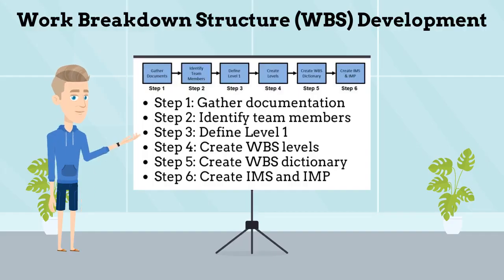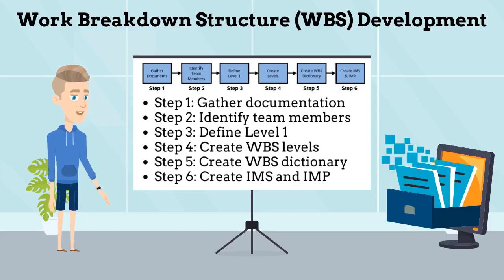The process of developing a WBS is straightforward, but requires preparation and a clear understanding of what is required to be accomplished on a project. There are 6 steps associated with the development of a WBS. Step 1, Gather main documentation. You need to understand the project goals and objectives. To do this, gather the project charter, scope, objectives, and any requirements.